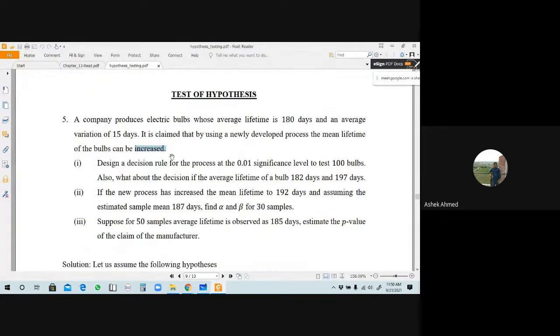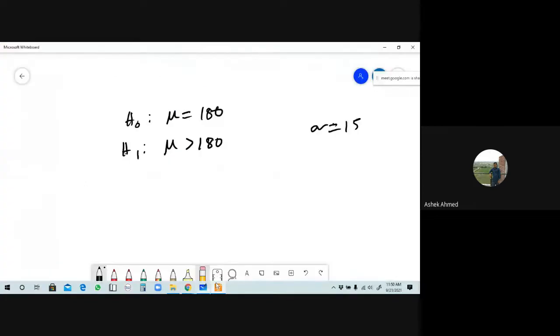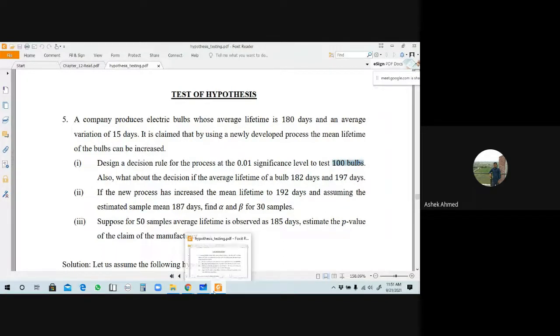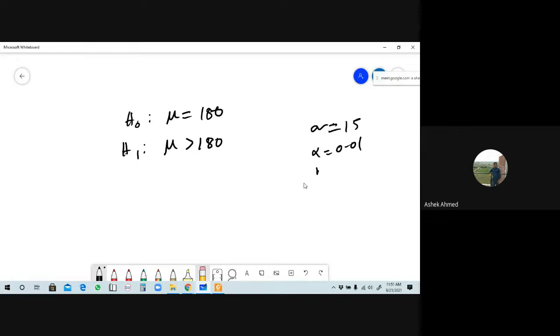Now we have to solve. There are three problems here. At first, design a decision rule for the process at 0.01 significance level. That means the value of alpha is here 0.01. The significance level is to test on 100 bulbs. The number of bulbs is here 100. N is here 100.